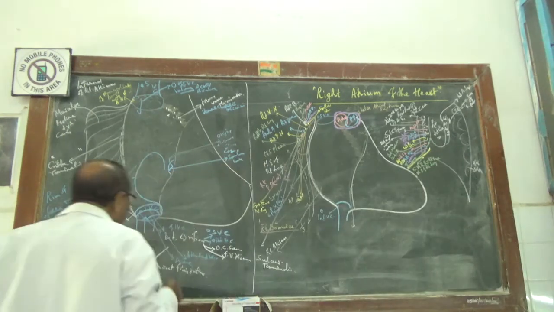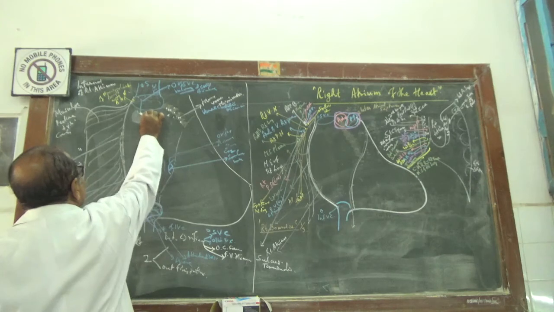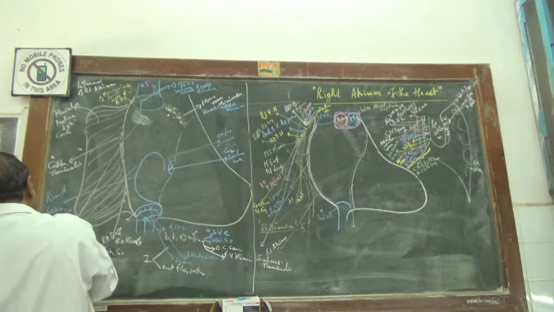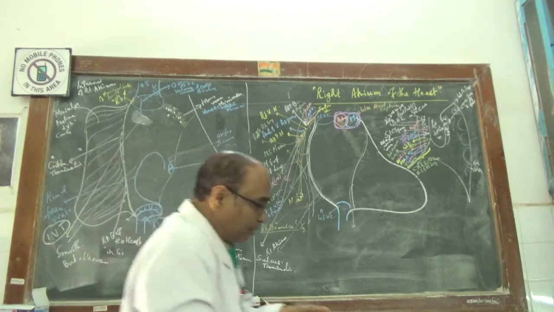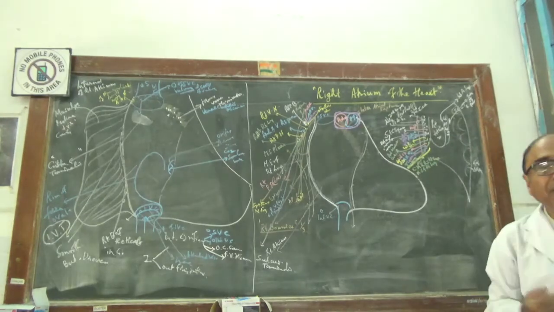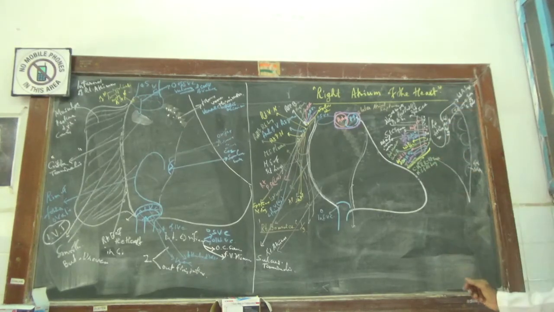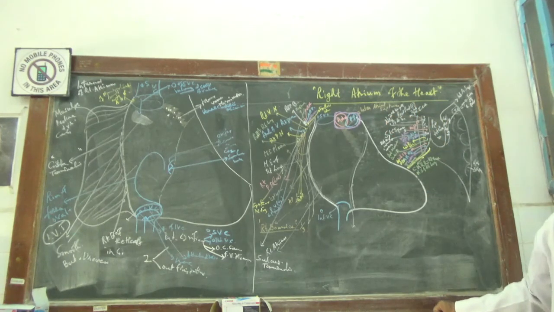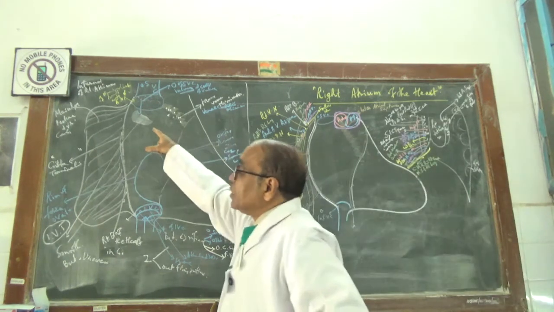Now, you have got one tubercle here. This tubercle is called the intervenous tubercle. The intervenous tubercle is present just below and a little behind the superior vena cava orifice in the right atrium.